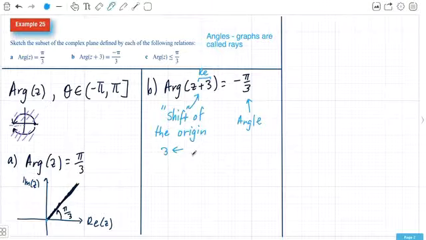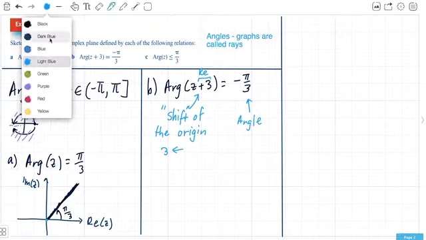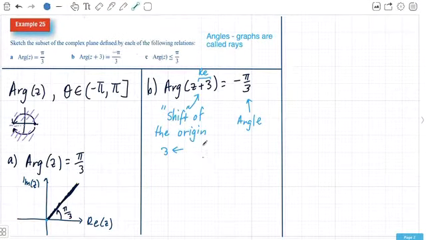So if we graph this one now, again we'll get some axes, might do these ones sort of nice straight lines. Okay, we're going to go 1, 2, 3 across. So we're starting over here now. This is our new origin, and the angle that we have is negative pi on 3.